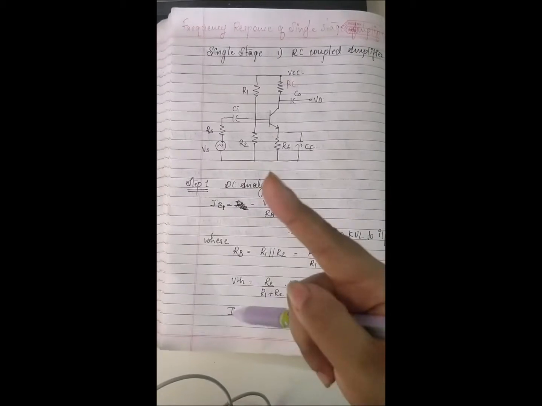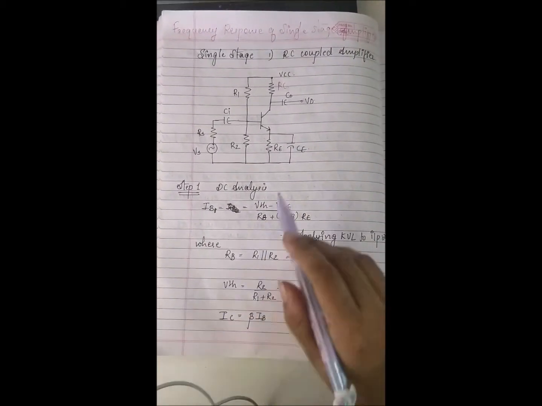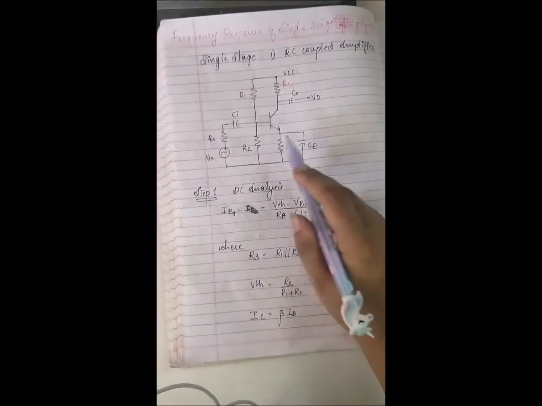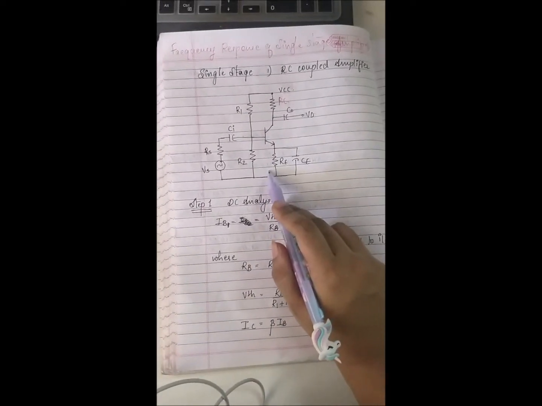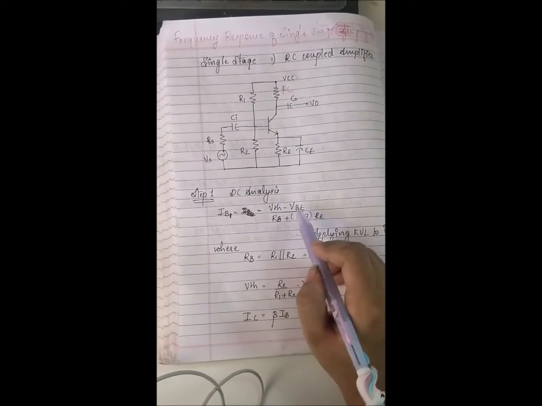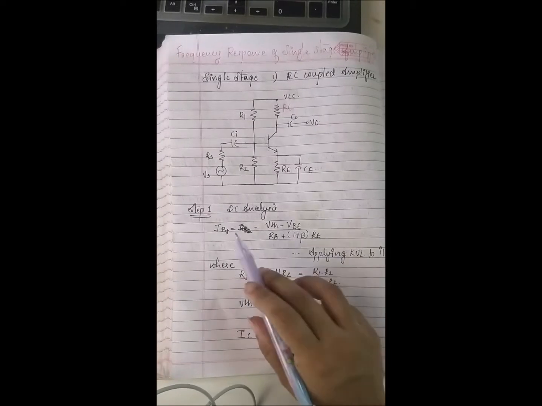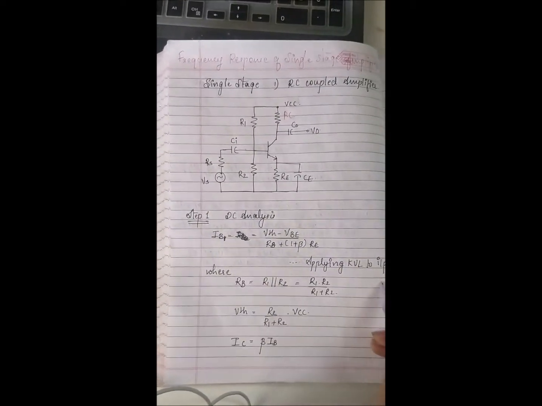Starting with the first step, to calculate the entire thing, we need step number 1, that is DC analysis of the circuit. To find the DC analysis, we need to calculate IB. By applying the KVL, we get IB equal to VTH minus VBE upon RB plus (1 plus beta) RE. So we can get IB by applying the KVL at the input side.